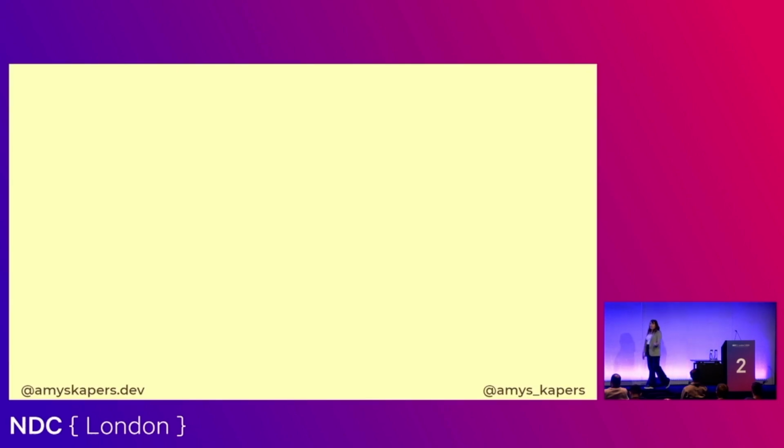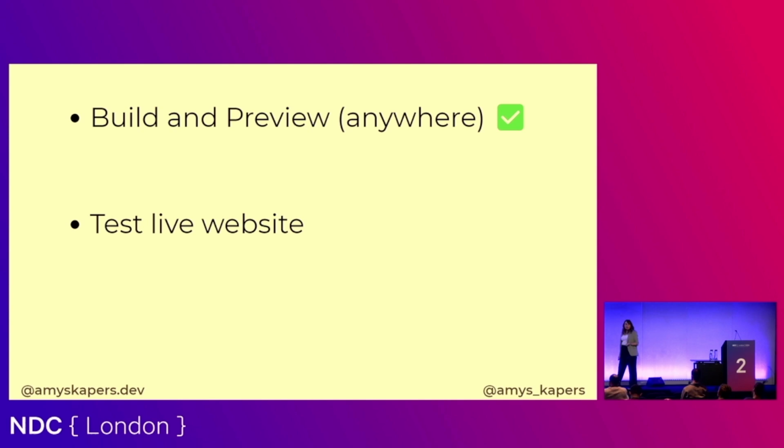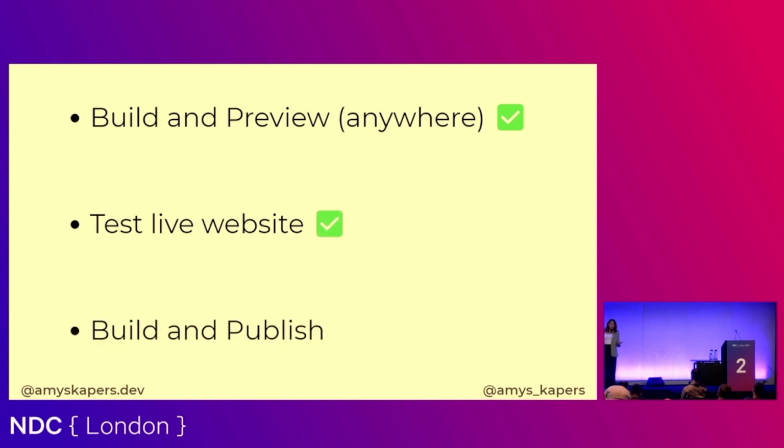So we now have two workflows, and we can run tests against our code, and then when we're comfortable that it's ready, we can deploy and publish it to production. So we can build and preview our website from anywhere. That's done. We can test a live website. It's also done. And then we can build and publish as well. This is all doable using GitHub Actions, which is why it's a tool that I think is pretty cool. And it allows us to have a lot of flexibility to automate a lot of these things that we don't enjoy doing.